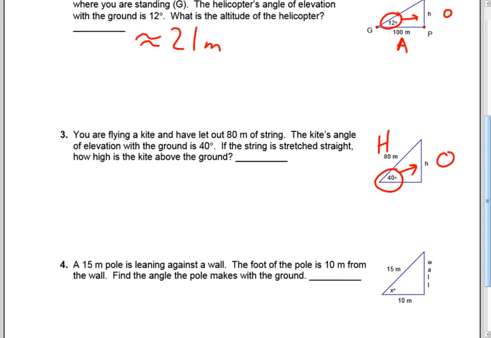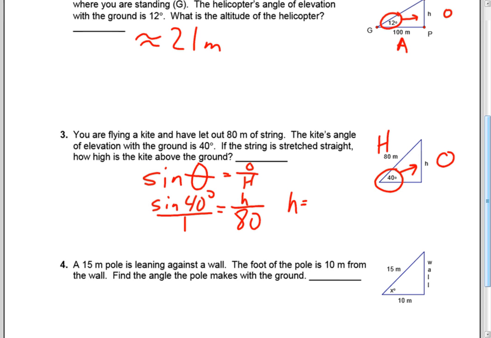What did mathematicians call O over H? Sine. This time I'll write it down with sine theta. I can use the angle symbol, I can use the theta symbol. Sine 40 degrees over 1 equals lowercase h over 80.